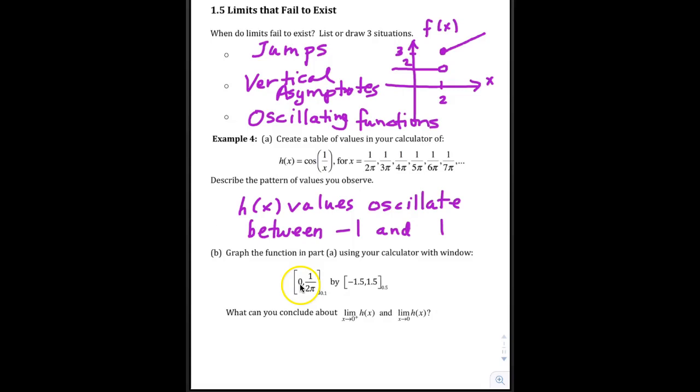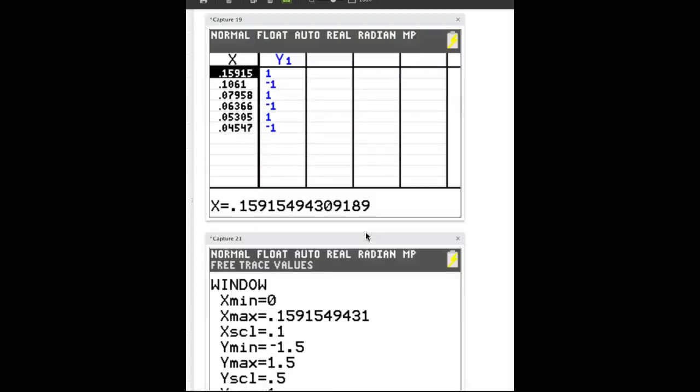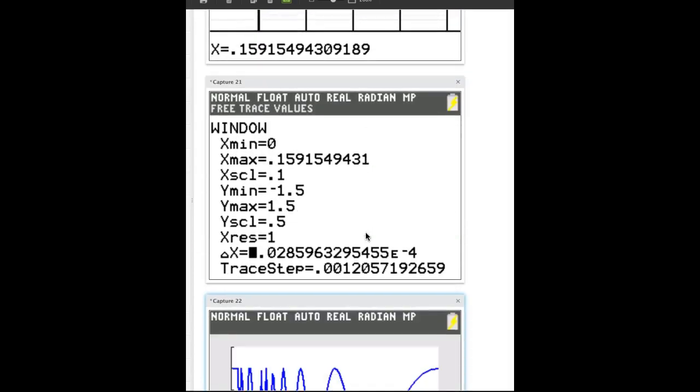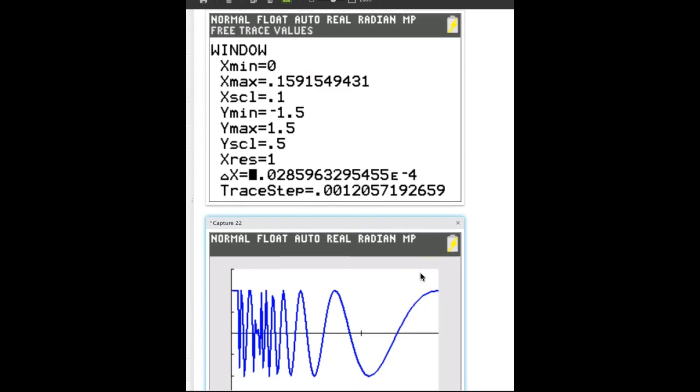Remember, the way we write this is x min, x max, and x scale, and then y min, y max, and y scale. Don't forget to put parentheses around 2 pi, otherwise your calculator will do a different order of operations. Okay, now I'm showing you the window that you should get. Then press graph and you'll see the graph.